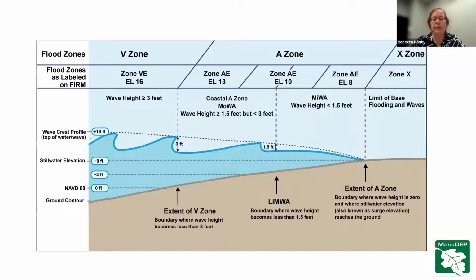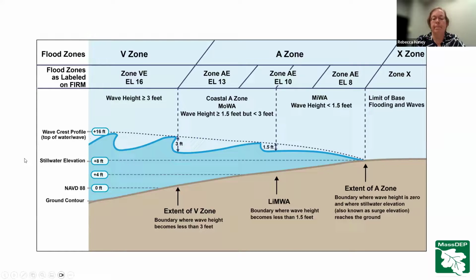So this is looking at a slightly different cross section, showing you the waves on top of the still water with that top of the water with the dotted line coming across there. And it's the same delineation of where you go less than 3-foot breaking waves and you get your boundary between the V and the A. And then your 1.5 to 3-foot breaking waves is your coastal A or MoWA. And your LiMWA is landward of the 1.5-foot breaking wave where you have the LiMWA. So this is just looking at it a little bit differently where you can see the water in the cross section.